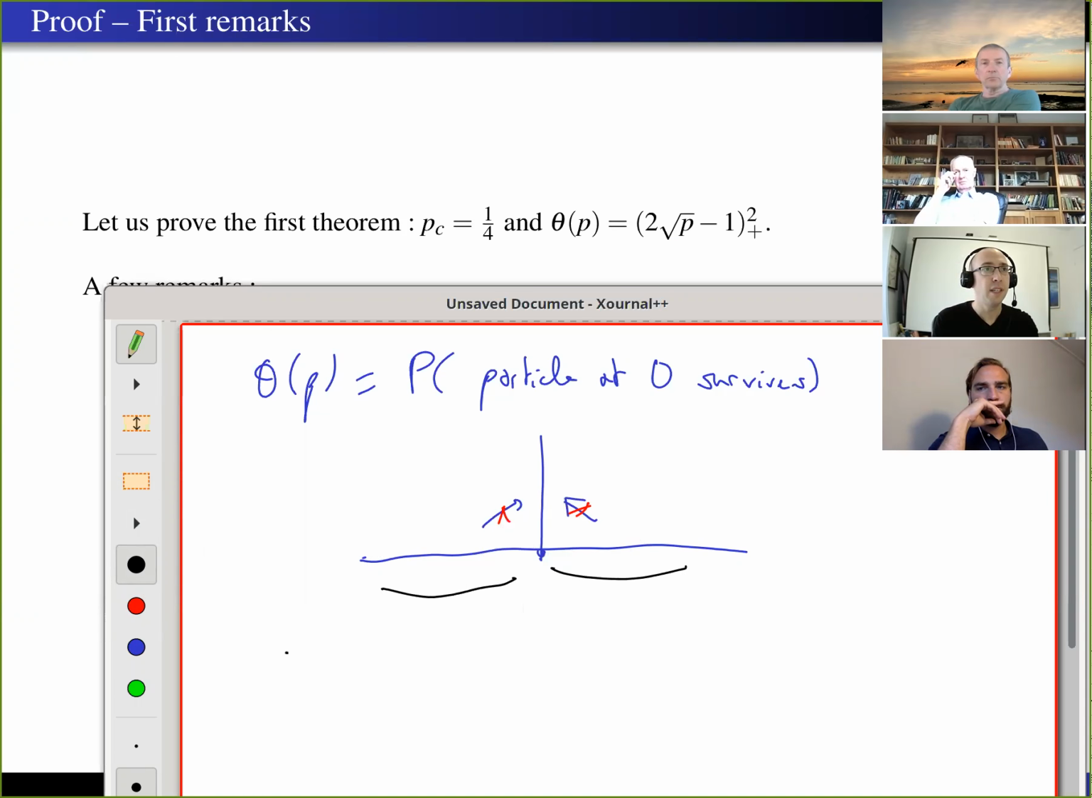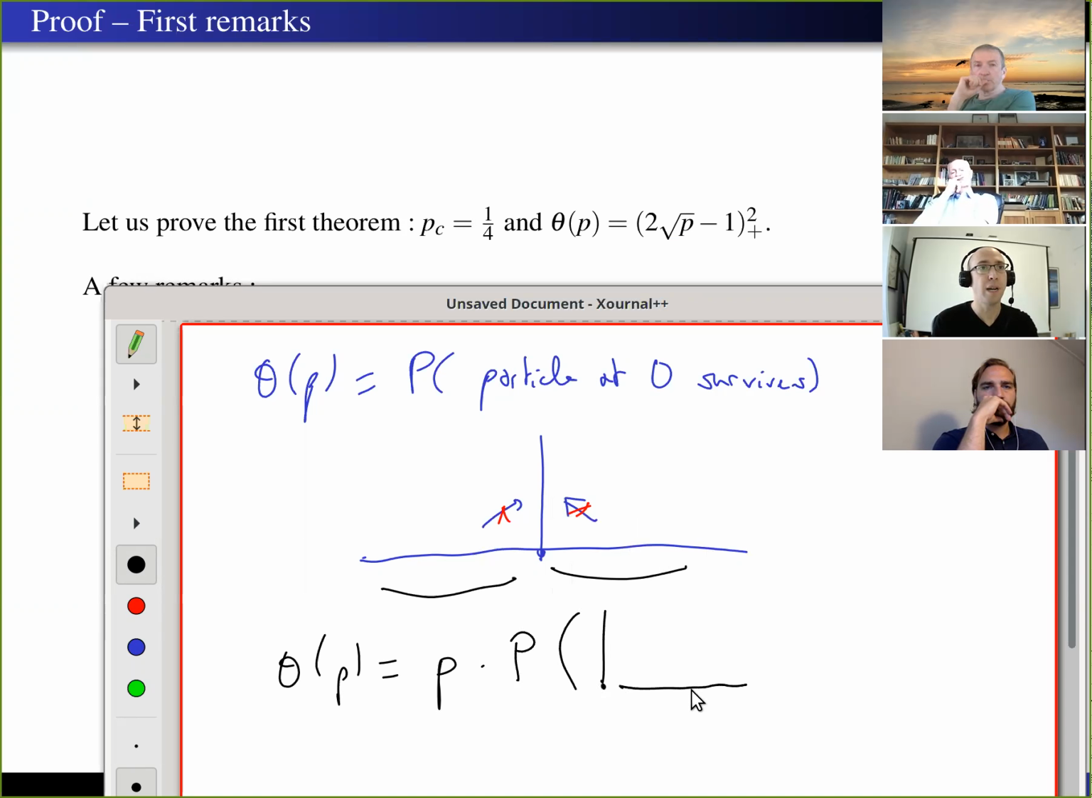So in the end, theta of p can be obtained as p, the probability that 0 is static, times the probability that there is no particle hitting 0 from the right, squared. If you look only at the right part of the axis, you're asking that there is no particle hitting 0 from the right.